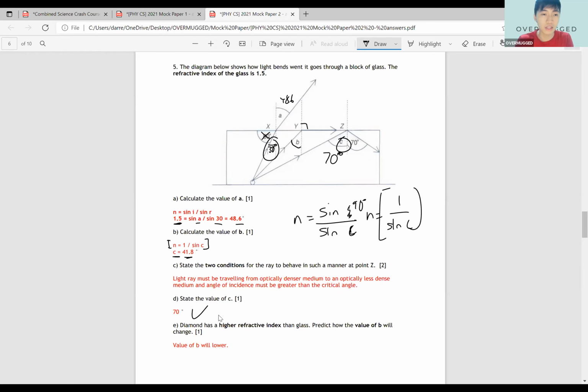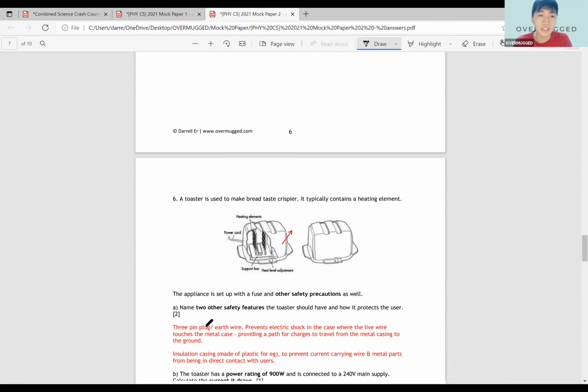Okay, two conditions. This one you need to know: optically denser to optically less dense, and angle of incidence greater than critical angle. Okay, so with diamond's higher refractive index, how would the value of B change? The value of B will be lower. Just need to put it back into n equals sine A over sine medium. Then you'll be fine. Question 6, toaster.